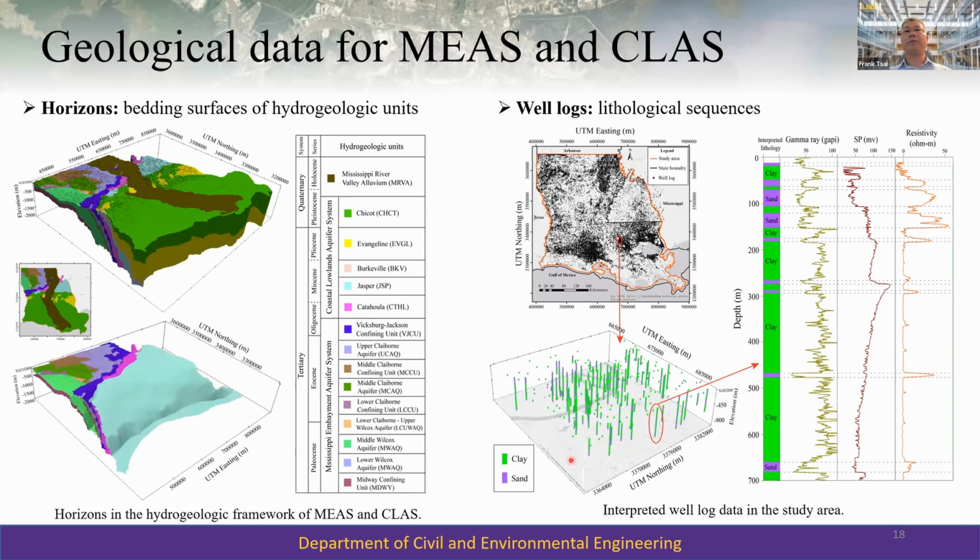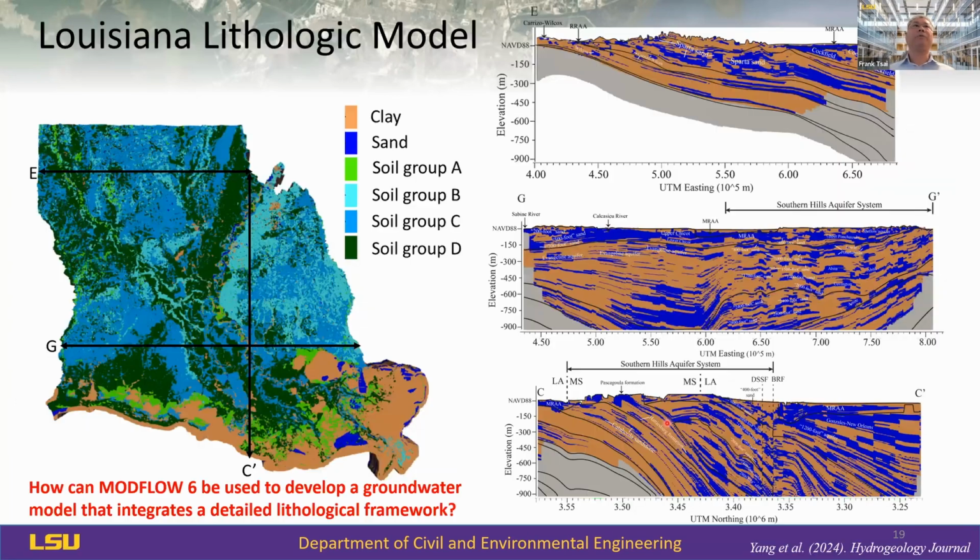And once we have all those shale and sand intervals, we will use geostatistics to build a lithological model for Louisiana. I will skip the details, and tell you this is the result. So this is our Louisiana geological model. On the top, we have soil groups from USDA, A, B, C, D. Below the soil layers, we have clay and we have sand.